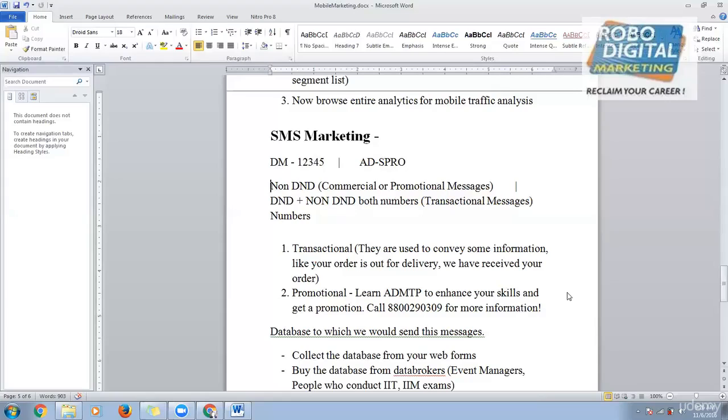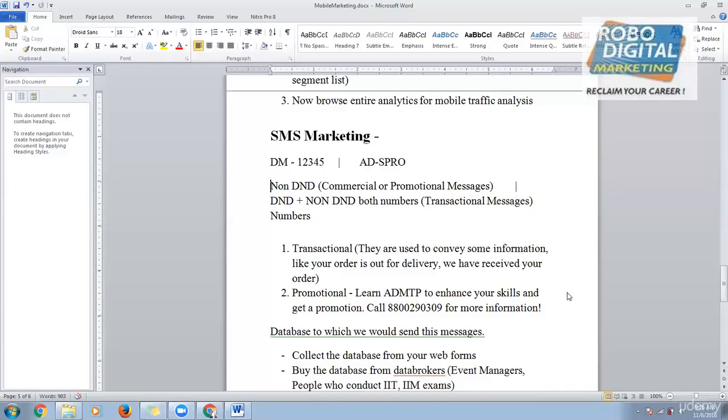Okay, second type is promotional SMS. Promotional SMS means whenever we are promoting some product or service, like: learn our advanced digital marketing training program to enhance your skill and get a promotion. Call on this number for more information. Okay, this is a promotional SMS. What does it mean? It means you are actually promoting some product.